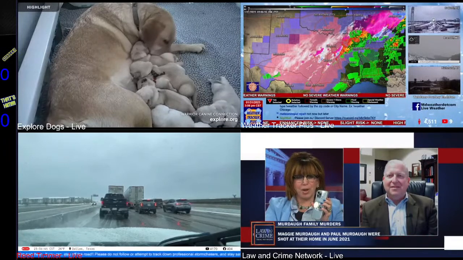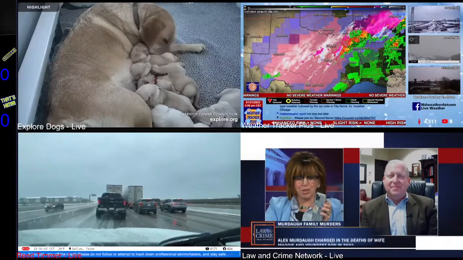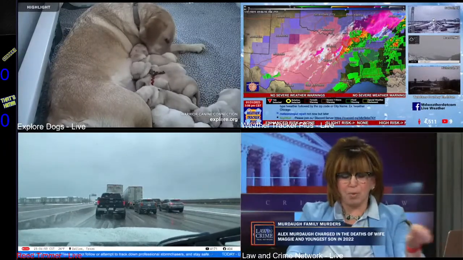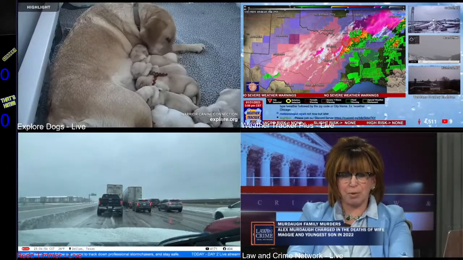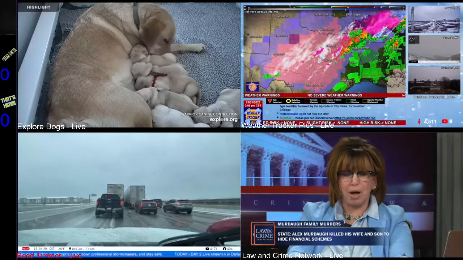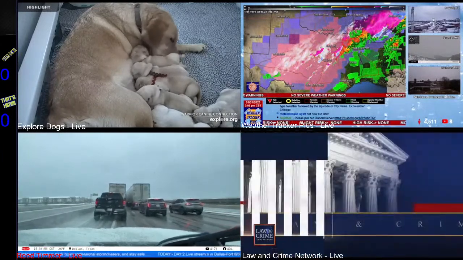You can see people sliding so much too. It's a bridge, so that's why there's such a big problem here. Trial of South Carolina versus Alec Murdaugh for a double homicide. Stay with us.